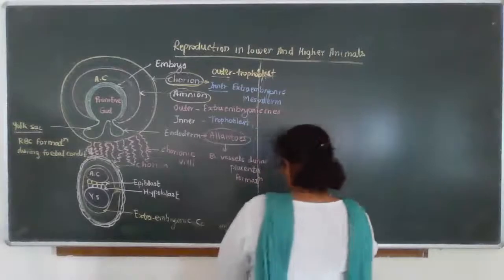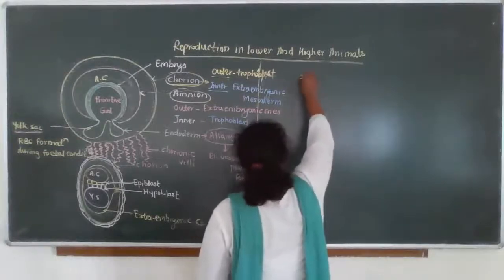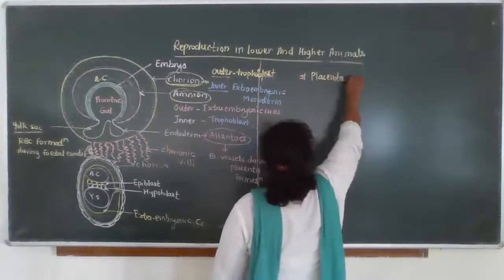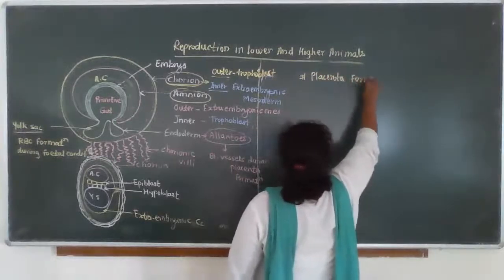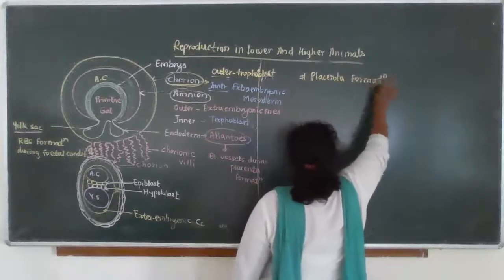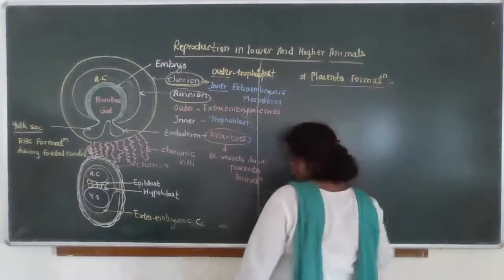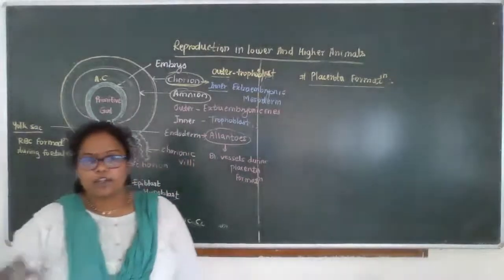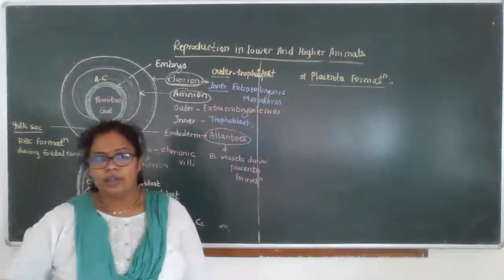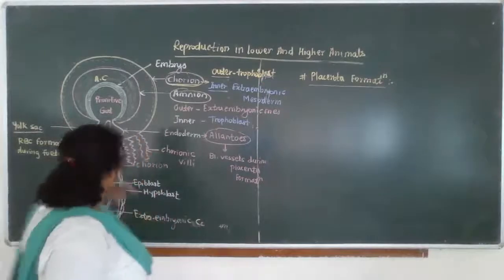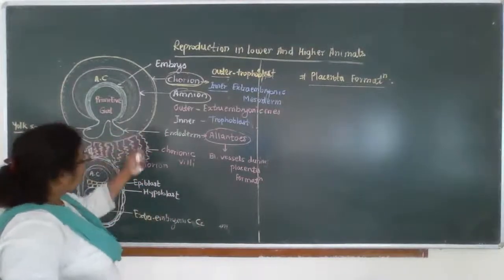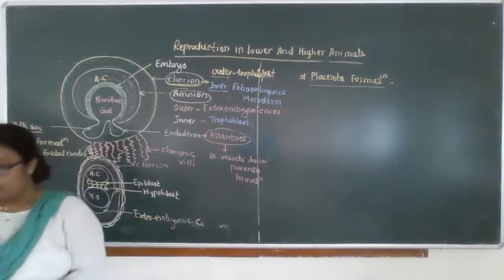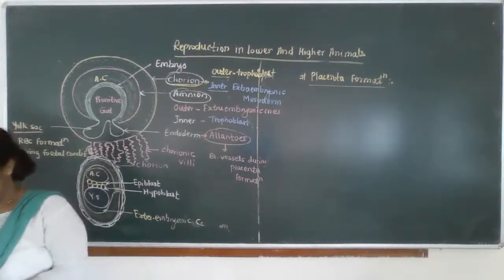Then placenta formation. Now we are turning towards the next point, placenta formation. The placenta provides nourishment to the developing embryo, and it is formed from the chorion. The chorionic villi get formed, and from them the placenta gets formed. So we are turning towards placenta formation now.